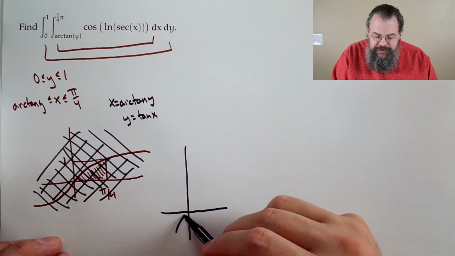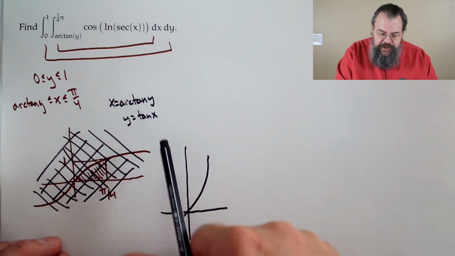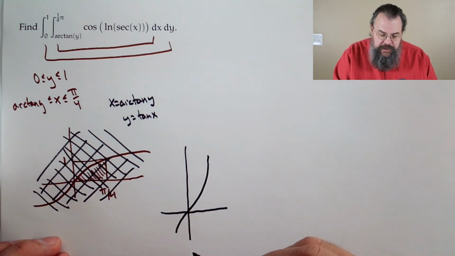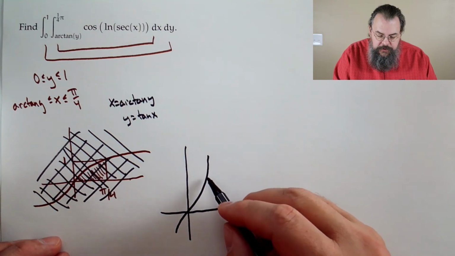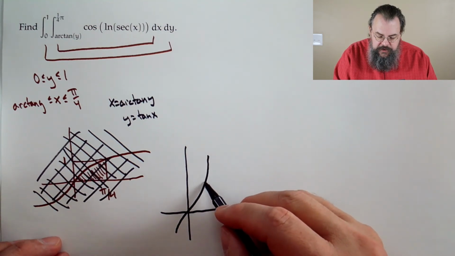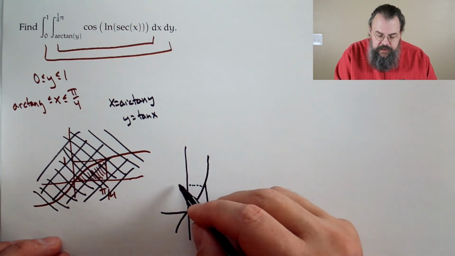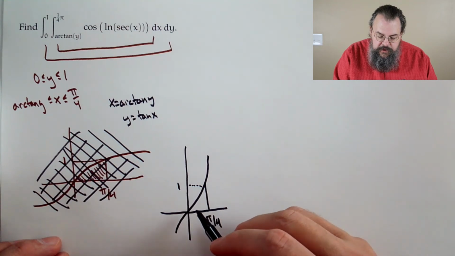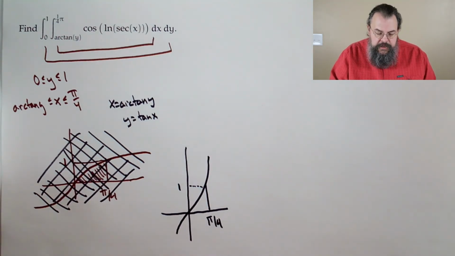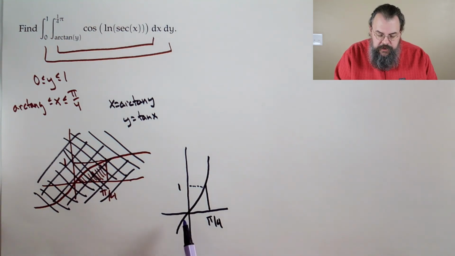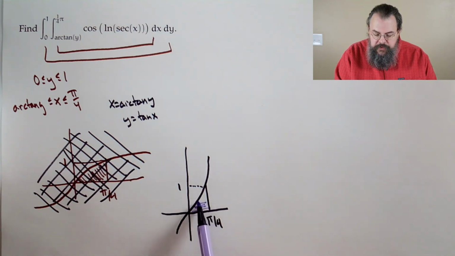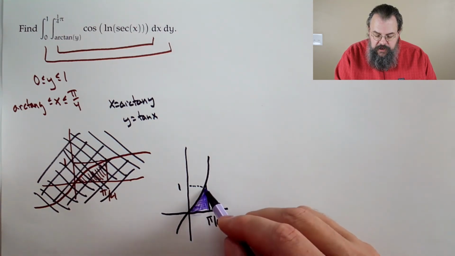Okay, so x equals arctangent y would look like this. And then we're going over to pi fourths. So that's here. And if you plug it in, you do get 1. So what is the right picture? Well, as we have y going from 0 up to 1, we go arctangent of y to pi over 4. So that's the picture. That's the region.